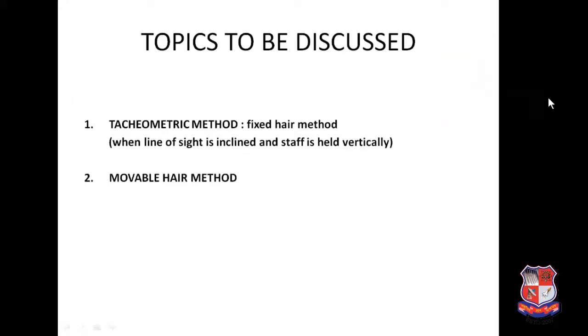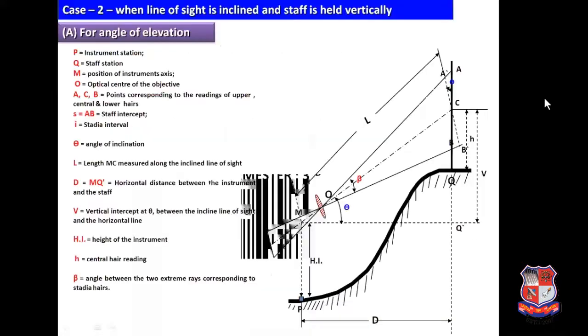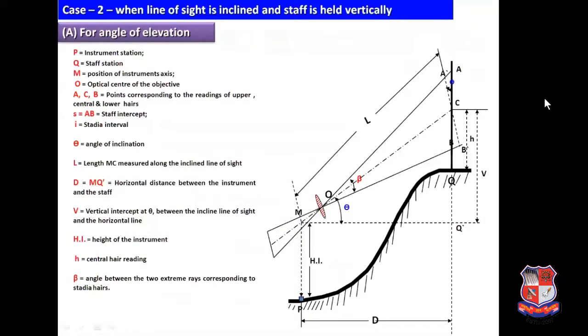These are the 2 points that I am going to explain today. Tachyometric method of surveying, fixed hair method I am going to discuss. In this fixed hair method, the case is line of sight inclined and staff vertical. And the second point I am going to discuss is the movable hair method. Let us start with the first one. First case is line of sight horizontal and staff vertical, that we have discussed in the previous lecture.